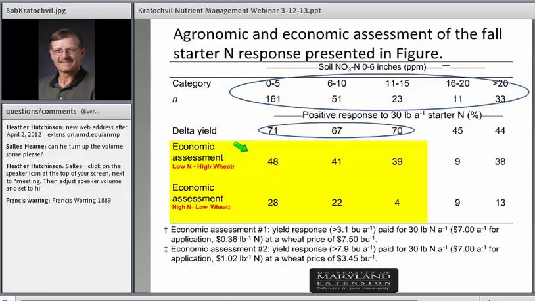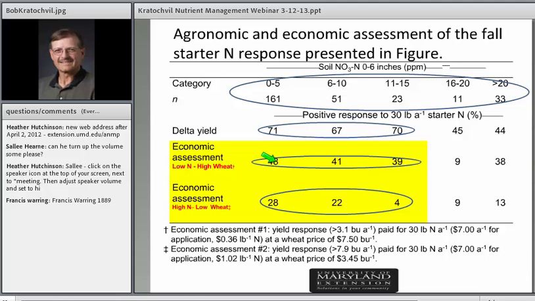that we created. Bookends indicating, number one, whether we had low nitrogen cost and high wheat price. Low nitrogen price was 36 cents a pound. High wheat price was $7.50 a bushel, and we also threw in that $7 an acre application cost. In this situation, you can see that about 4 out of 10 times we had a profitable response.